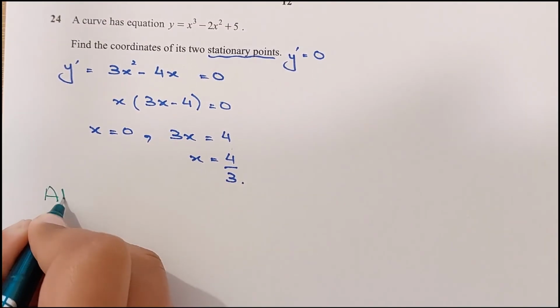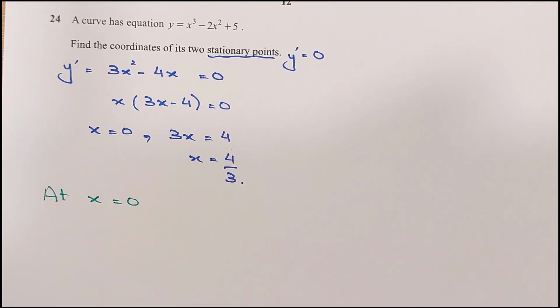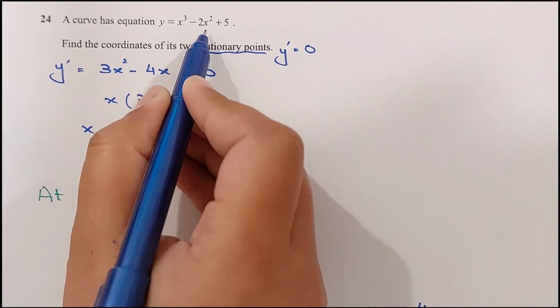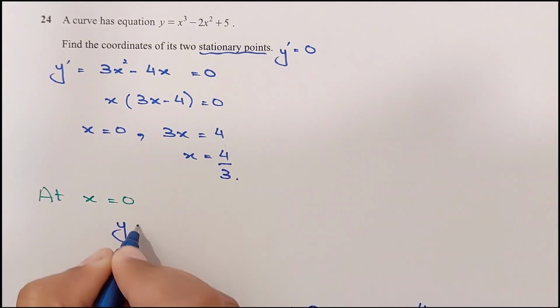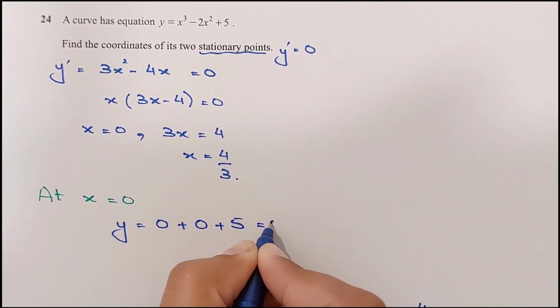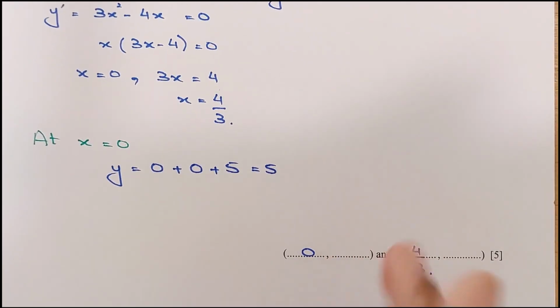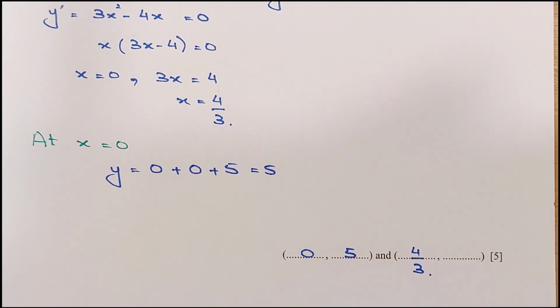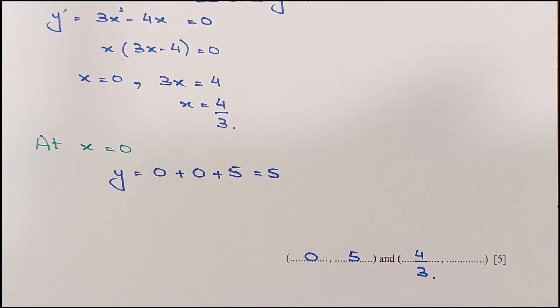At x equals 0, what is the y value? We have y equals 0 cubed minus 0 plus 5. This is just 5. So we have y equals 5 when x is 0. So (0, 5) is one coordinate of the stationary point.